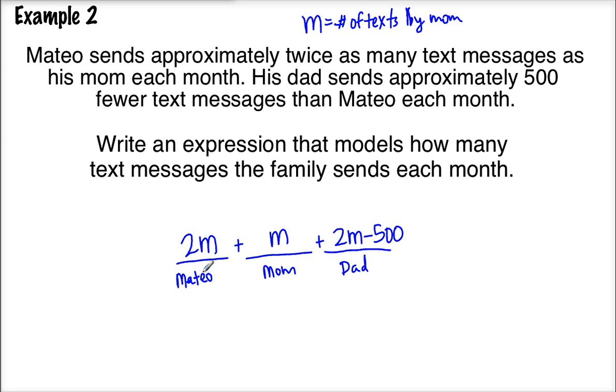So we have our 3 different parts. How many texts Mateo sends, how many mom sends, and how many dad sends. So this expression right here models the number of texts sent from this family.